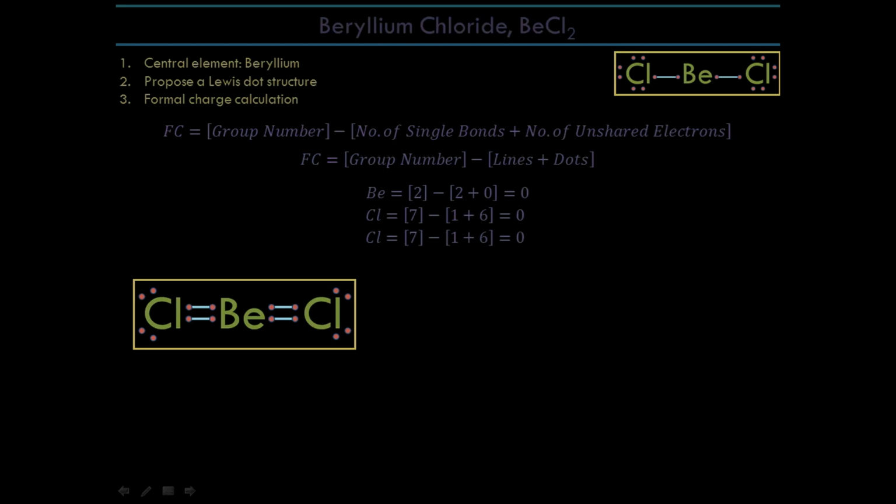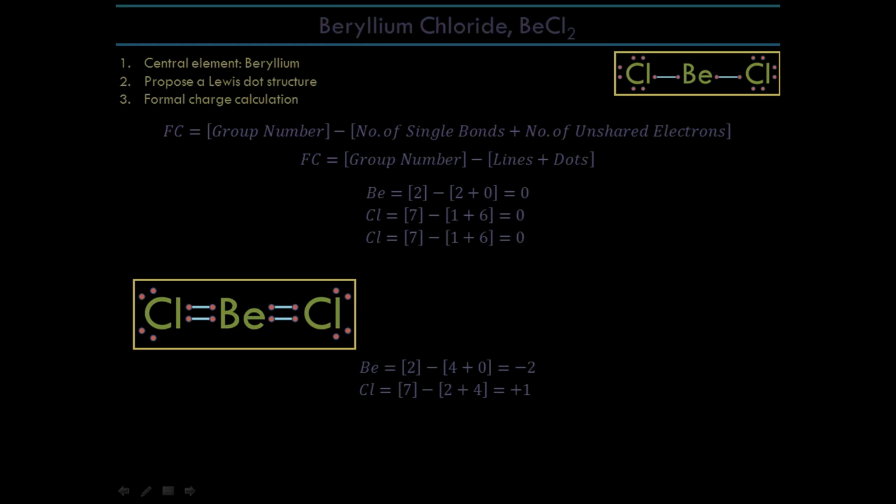So all of this will satisfy the octet rule if we strictly follow it. Now let's compute the formal charge for this structure. Beryllium, group 2 element. In this drawing, 4 lines associated with it. So 2 minus 4, negative 2. Chlorine, group 7 element, 2 lines associated with it. 1, 2, 3, 4, 4 dots plus 1.